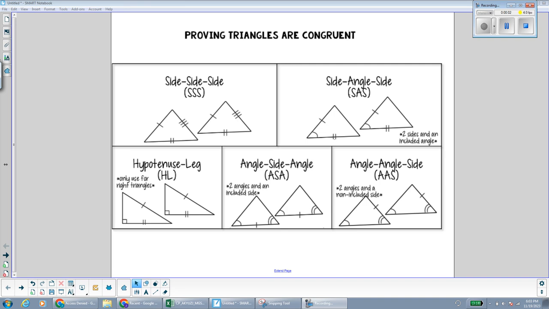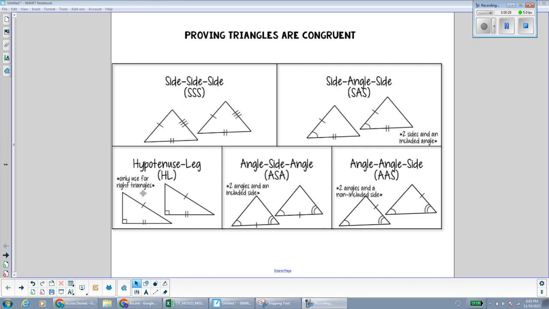In this video, we're going to talk about proving triangles congruent, and we're actually going to write proofs that prove triangles congruent in this video. So a couple of things to remember before we get started with our proofs. If you are proving that two triangles are congruent, it's going to come down to one of our five methods: SSS, SAS, ASA, AAS, or HL.